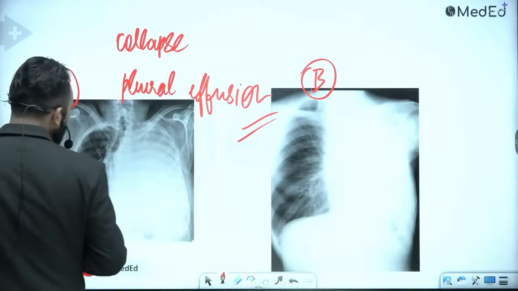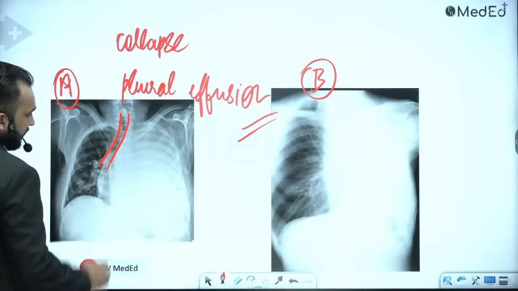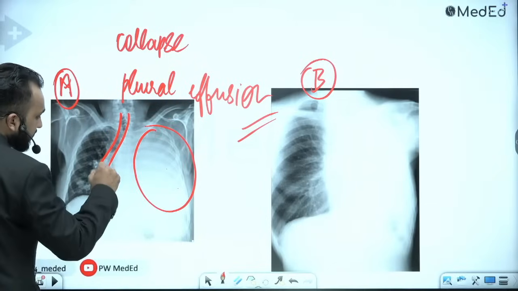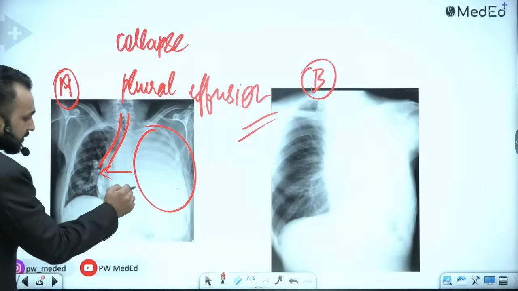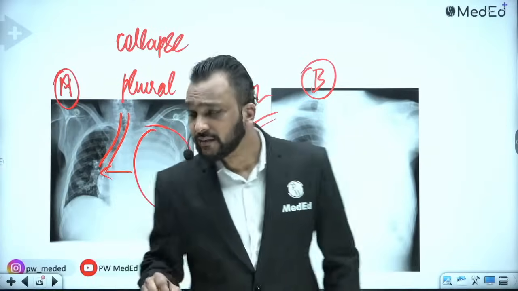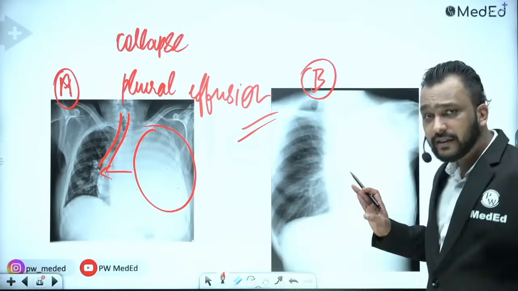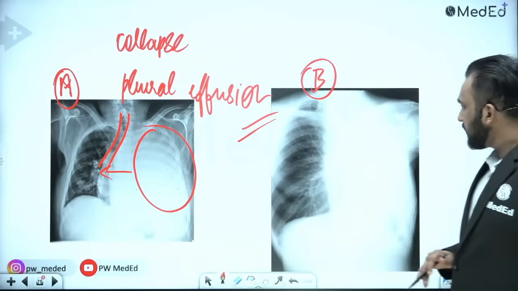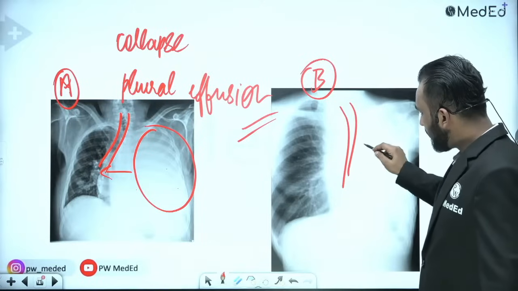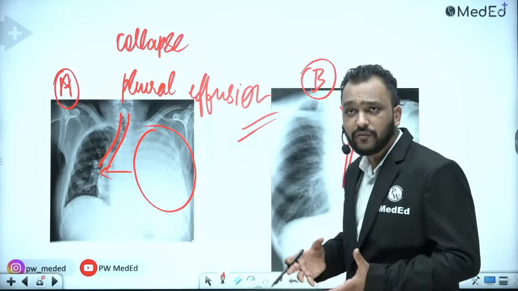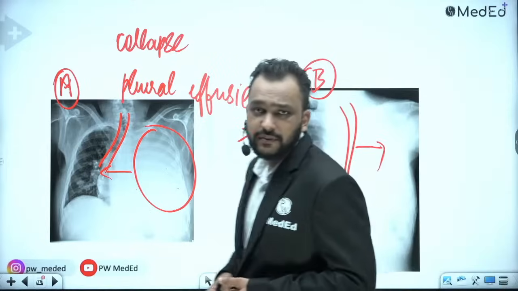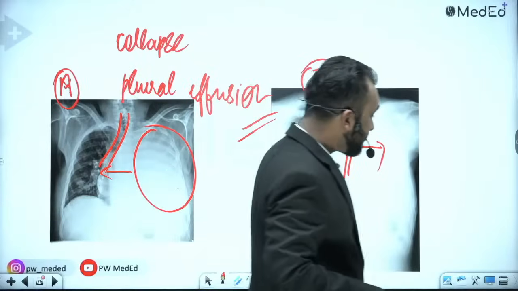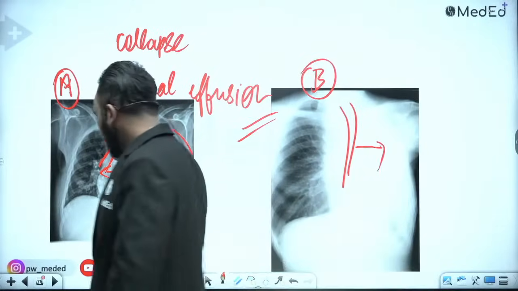So guys, in the X-ray A, this is your trachea. Because of this effusion, the trachea is shifted to the right side. That is why this opaque left hemithorax is a case of pleural effusion, because it is pushing the trachea towards the other side. Whereas in image B, you can see that the trachea is shifted towards the ipsilateral side of the opacity. Very good, Dr. Yashwant, very good. So in image B, the trachea is shifted towards the ipsilateral side, and this is a case of collapse of the left lung.